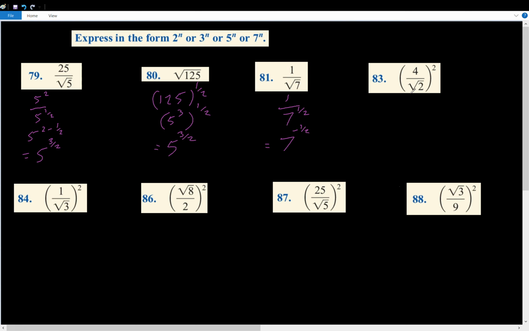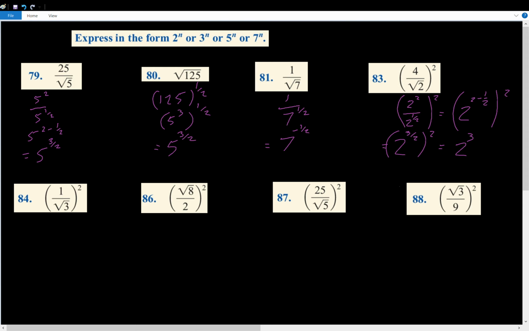For 83, inside our brackets, we're going to change that 4 to be 2 to the power of 2, and the root 2 to be 2 to the power of a half. And that's still all squared. Inside our brackets, we're going to have 2 to the power of 2 minus a half, and that's still all squared. 2 minus a half is 3 over 2, so we end up with 2 to the power of 3 over 2, all to the power of 2. Now we use our power to a power rule to multiply 3 halves by 2, so we just get 2 to the power of 3.